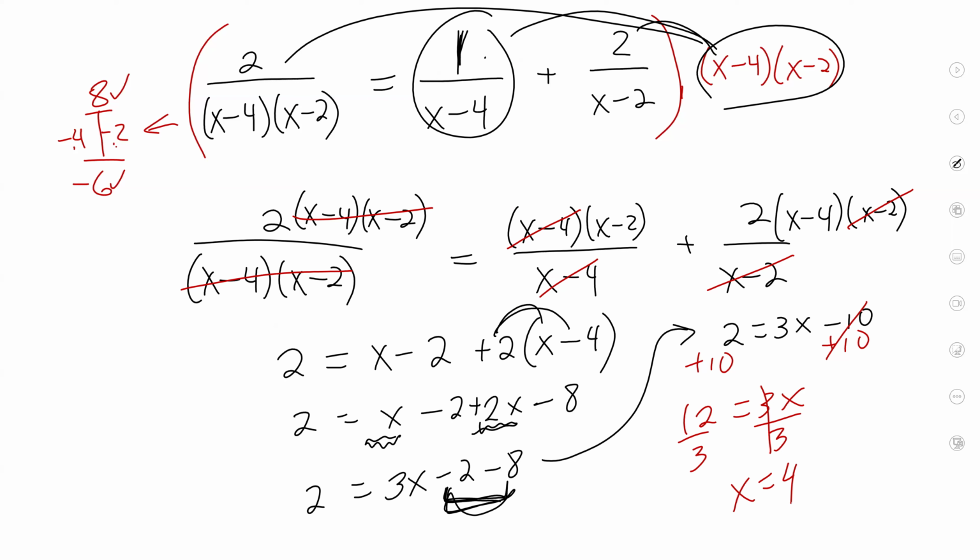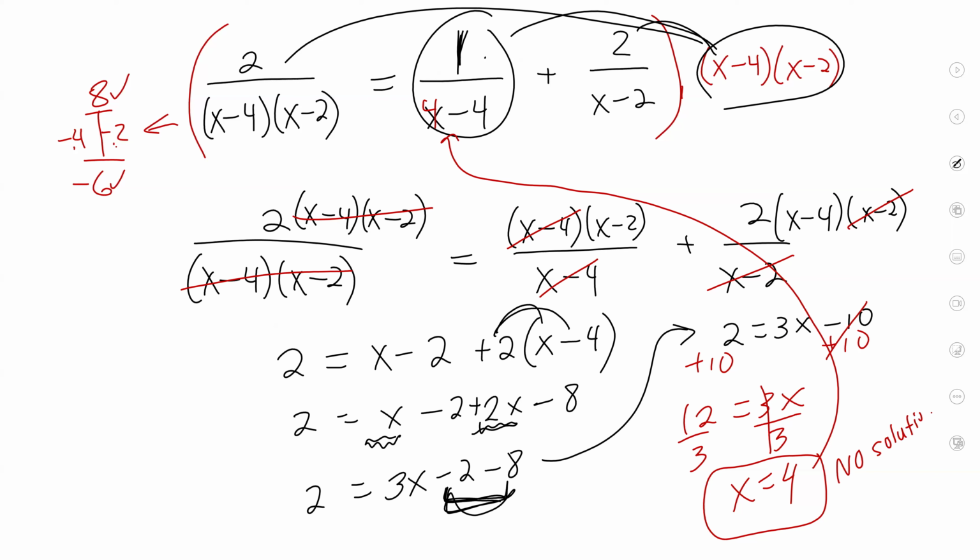All right. Let's plug it back in to see what happens. Well, if I plug this back in right here, I'll get 0 in the denominator. So I'm going to put no solution. If you plug this 4 in, you'll get 0. And you can't have 0 in the denominator. So I put no solution.